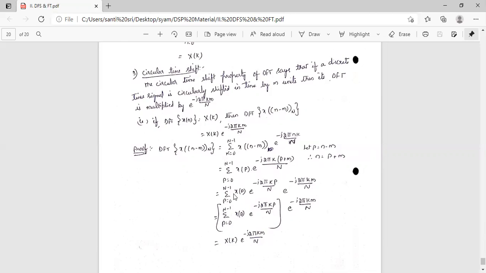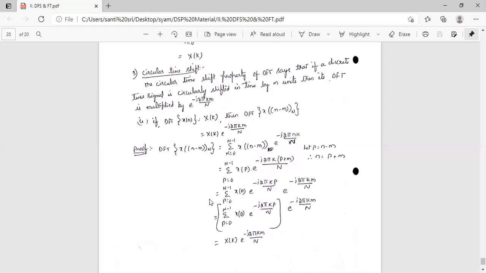So it is equal to sigma p equal to 0 to N minus 1 x of p into e power minus j 2 pi k p by N into e power minus j 2 pi k m by N, right? So sigma p equal to 0 to N minus 1 x of p into e power minus j 2 pi k p by N whole into e power minus j 2 pi k m by N. So this entire thing is X of k into e power minus j 2 pi k m by N, hence proved.